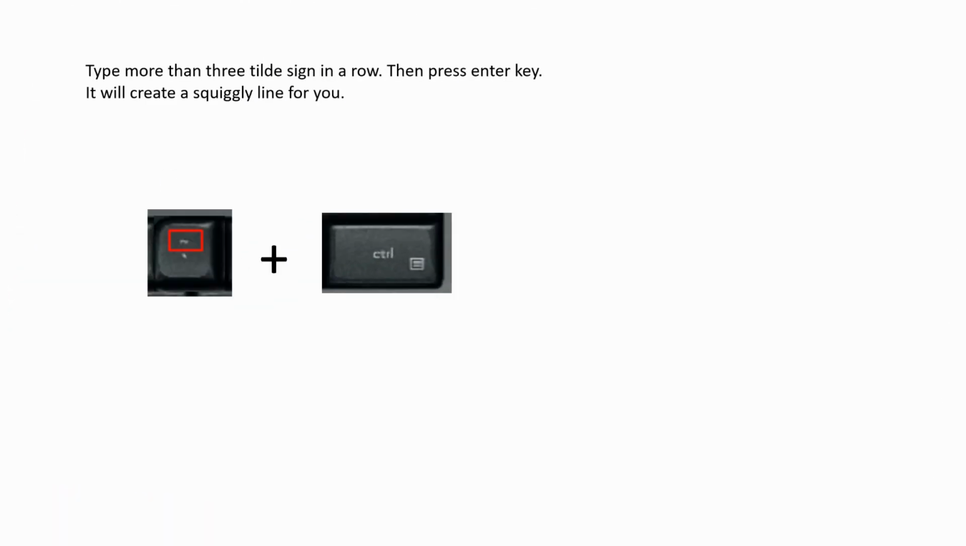Type more than 3 tilde signs in a row. Then press the Enter key. It will create a squiggly line for you.